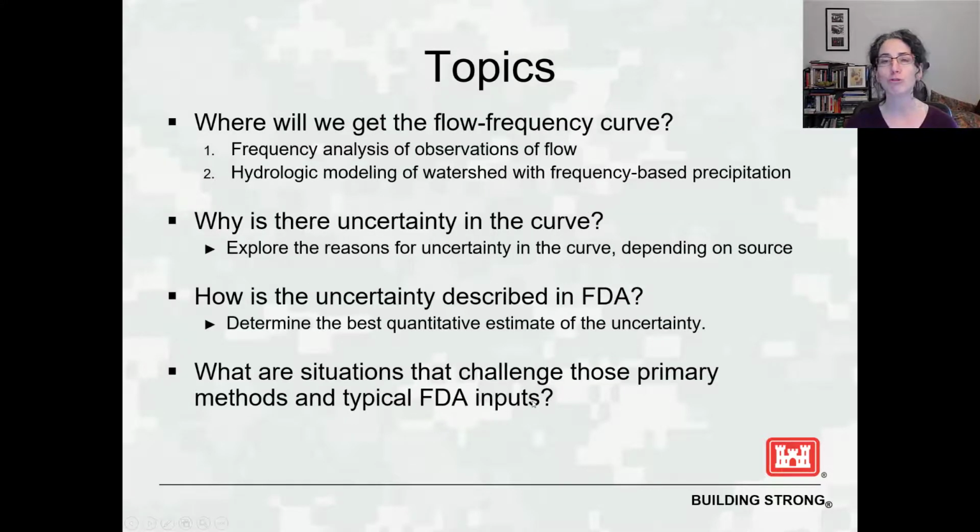Right, so the way we'll structure the talk is, first of all, where we get the flow frequency curve, and we'll look at two different methods. We'll talk about the frequency analysis method, and we'll talk about instead doing hydrologic modeling of the watershed using frequency-based precipitation events. We'll talk about why there's uncertainty in the curve in each case. There's more sources of uncertainty than just the sampling error. We'll talk about how the uncertainty is described in FDA. And then we'll look quickly at some situations that are challenges to those primary methods and also to the typical FDA inputs.